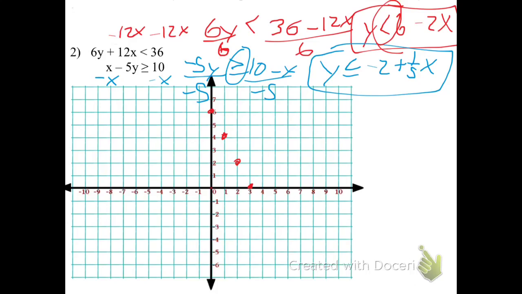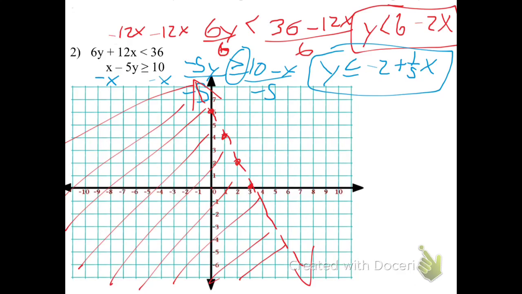It is simply less than and not equal to, so we got to do a dashed line that goes through our points there. And it is less than, like I said, and so we're going to shade the side that is below the line. Okay, jump over to blue.